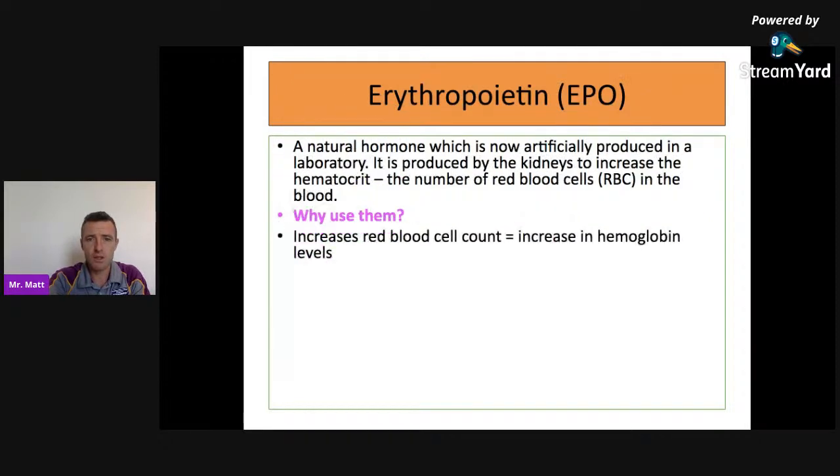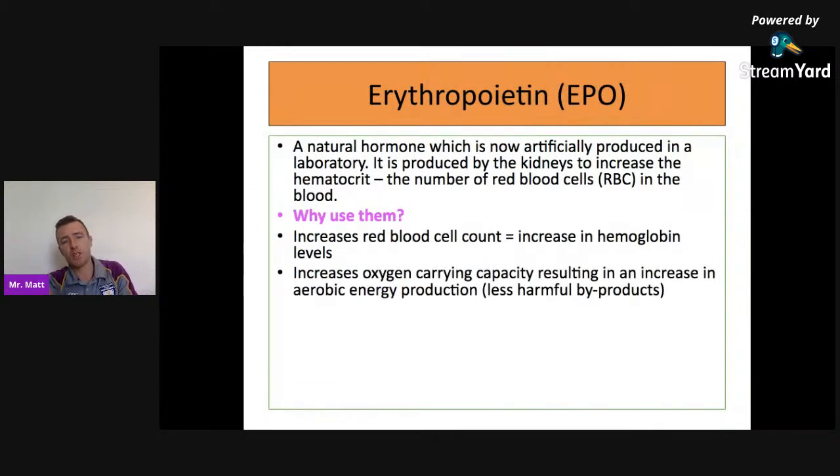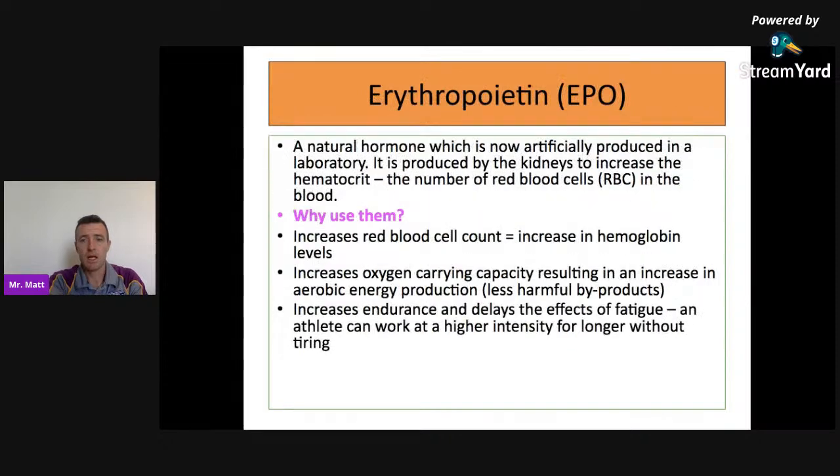So why use them? The increase in red blood cells will basically mean you've got increased amounts of hemoglobin within the blood. This hemoglobin would mean that the body has a greater oxygen carrying capacity and therefore can deliver oxygen to the working muscles and increase aerobic energy production, meaning that more ATP is going to be produced aerobically and less harmful byproducts are going to be produced anaerobically. It's going to help an athlete to work for longer, delay the effects of fatigue in the muscles, and work at higher intensity for longer without tiring.